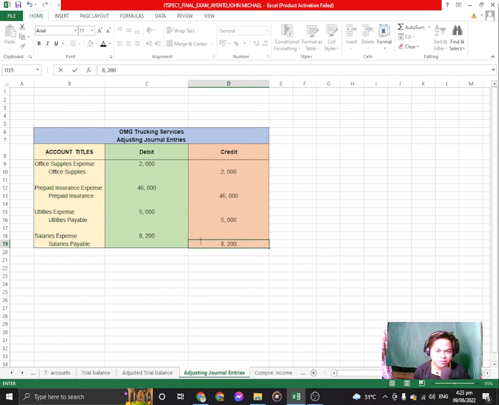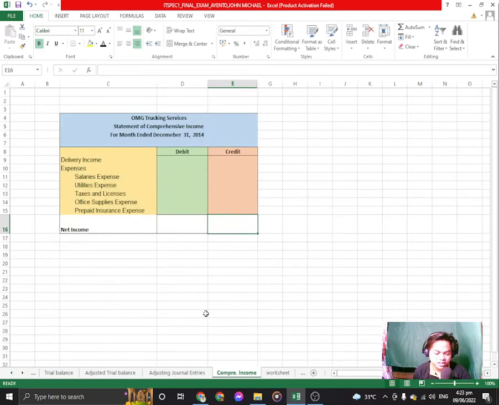Okay, balance na po na nga to ang adjusting journal entries. Okay, let's move to the comprehensive income statement. Okay, so sa to ang delivery income kini na nagtotal siya og gimemorize na ako ni siya daan ha 123,000 pesos for credit.